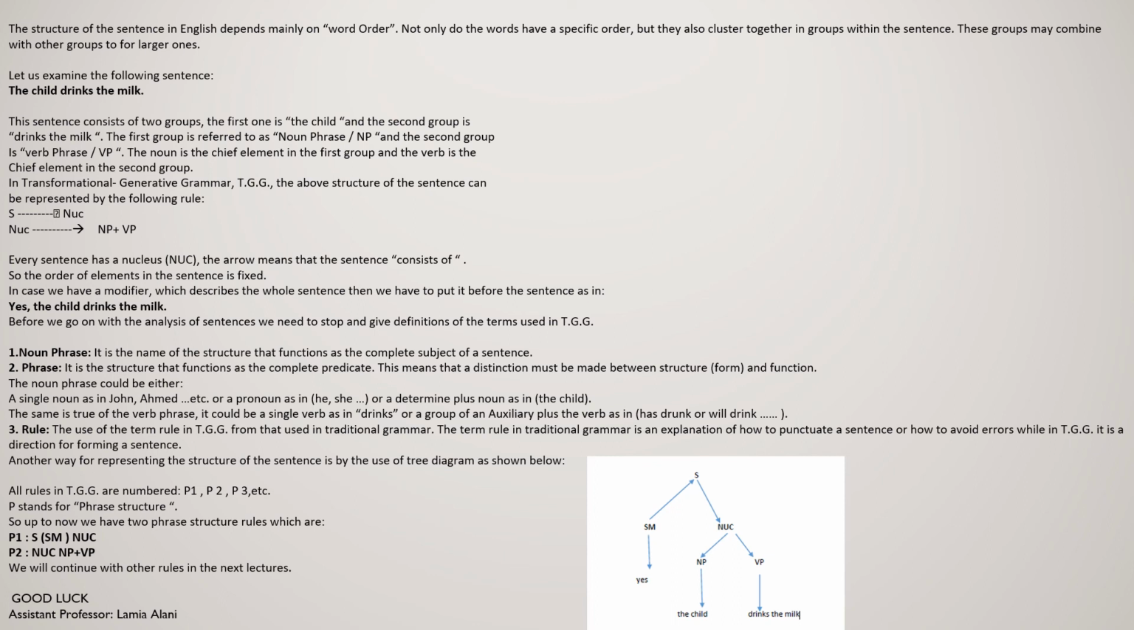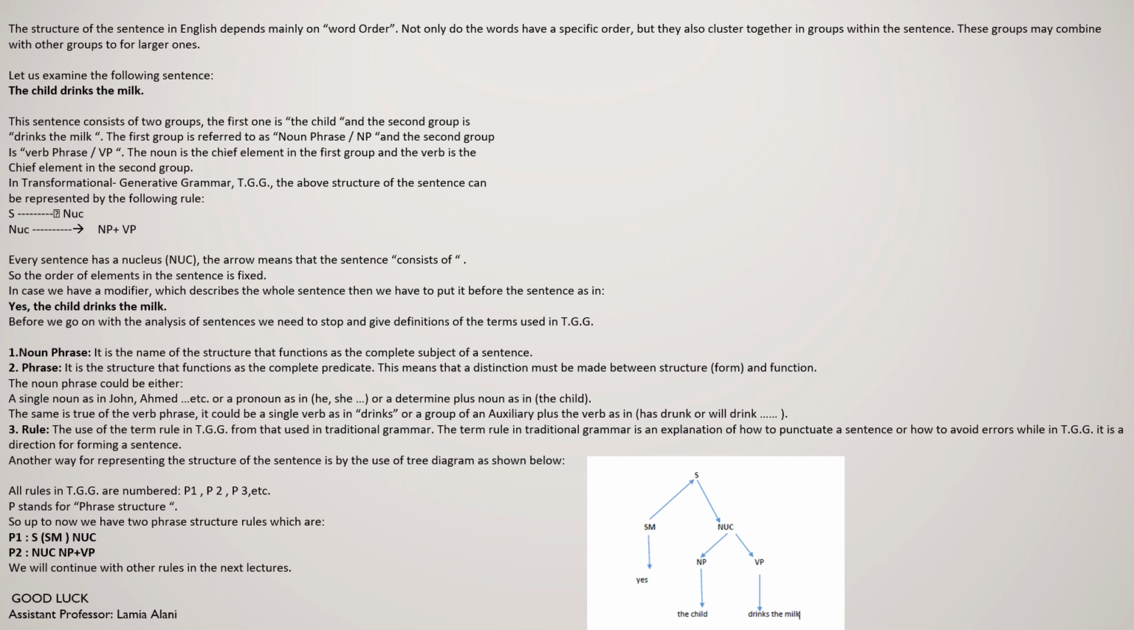So another way of showing it, look at the tree diagram. It's the same thing. The sentence consists of sentence modifier, short for SM, which describes the sentence as a whole, such as the word yes. A nucleus, which we said is the core, consists of noun phrase plus verb phrase. The noun phrase consists of the child and the verb phrase consists of drinks the milk.